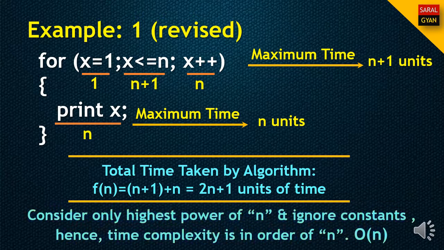One more important point here is that in algorithms we consider only the highest power of the polynomial term. Therefore, in this f(n), where the value of f(n) is 2n plus 1, the highest polynomial term is n. We ignore the constants in order to make the complexity analysis simple. So we can say this algorithm has a complexity of order n.